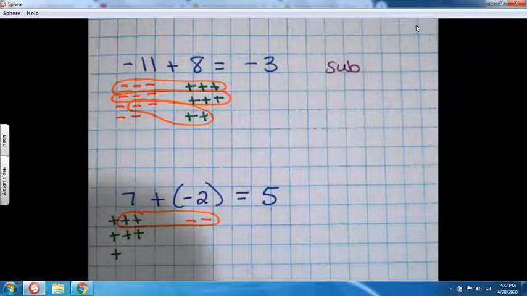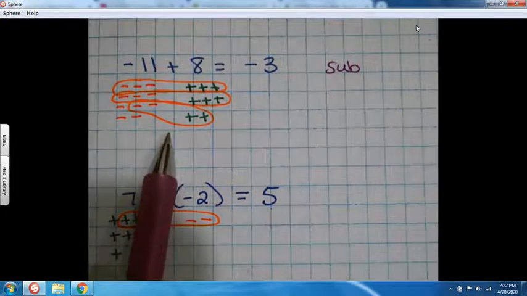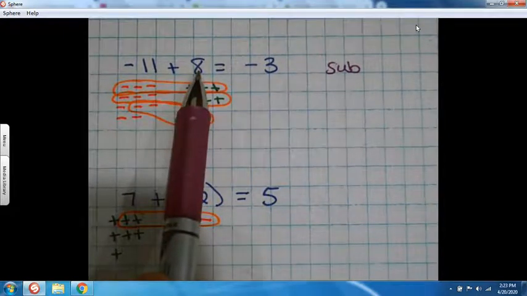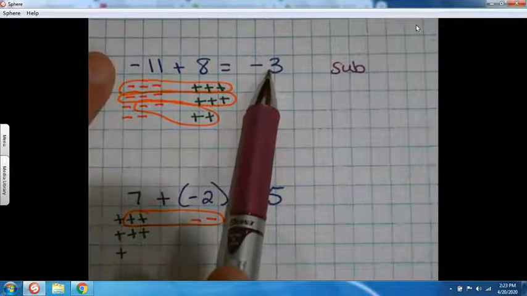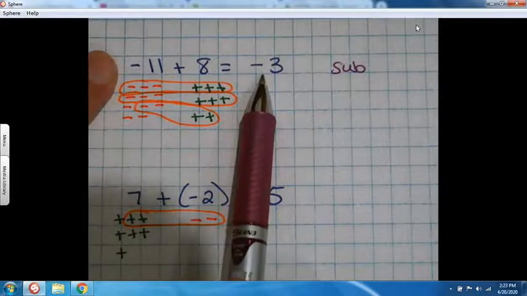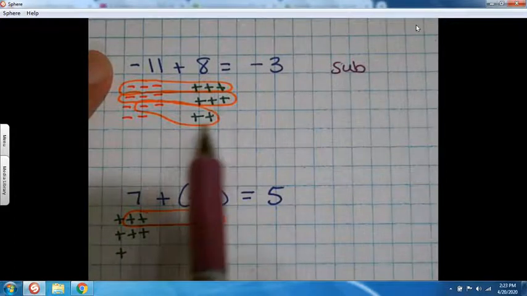And we made it easier. We circled 0 pairs. But do you see that if I went, 11 minus 8 is 3, and then I know I have more negatives here, so of course, since I have more negatives here, my answer is going to be negative. It's not going to be a positive 3 because I have less positives in this pile.